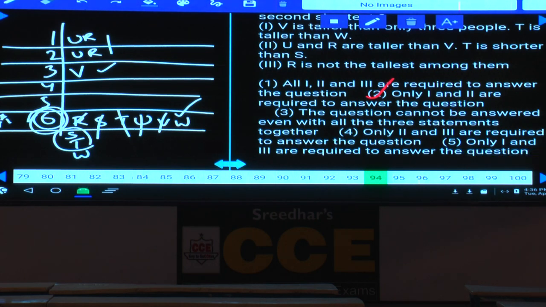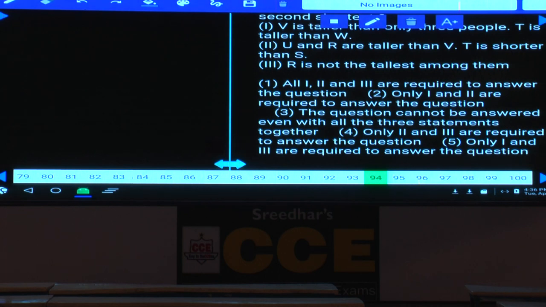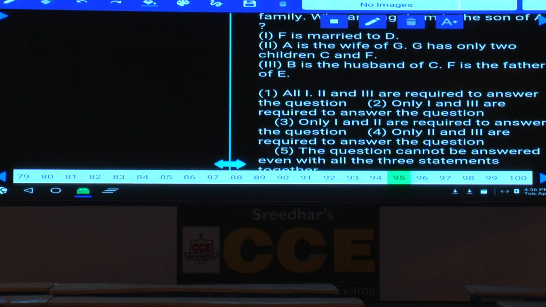Then coming to question number 95. Now A, B, C, D, E, F and G are the members of a family. Now in total, how many persons are there? There are 7 members of a family, A, B, C, D, E, F, G. Who among them is the son of A? Now we need to find out who among them is the son of A.